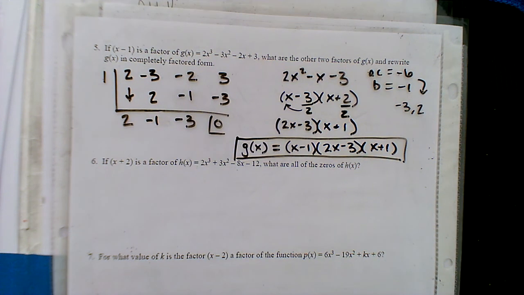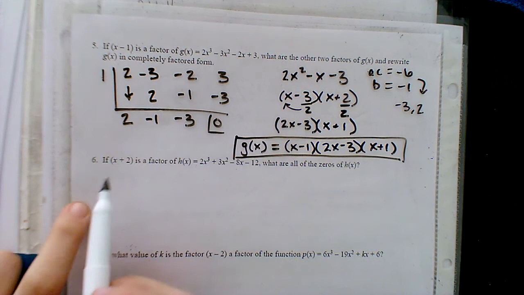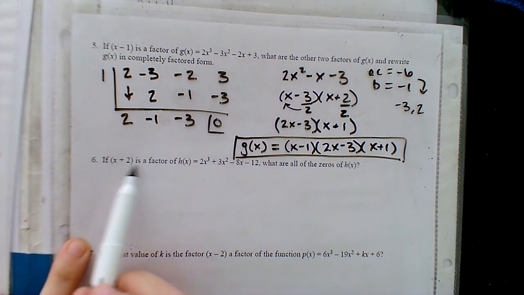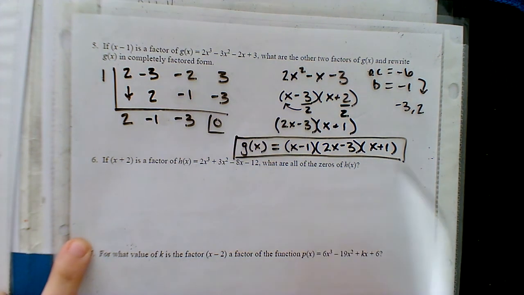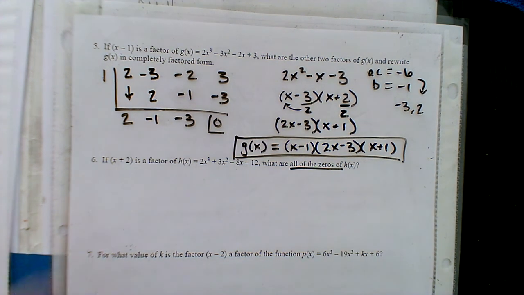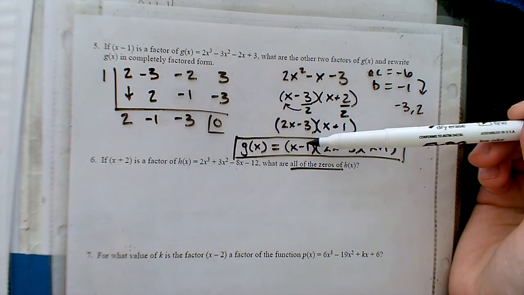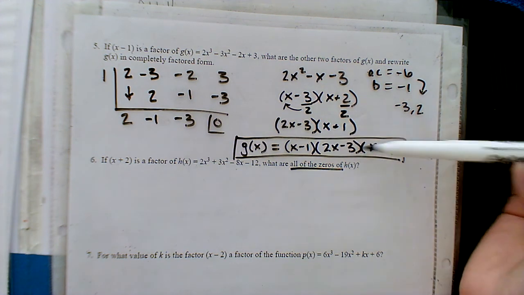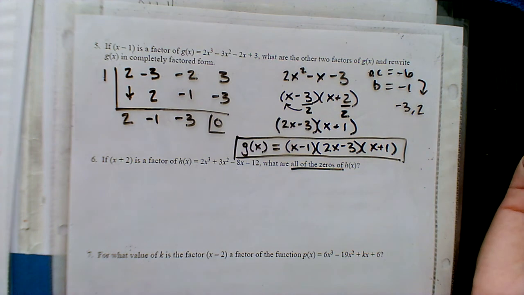You ready to try number 6? See how it goes? All right. Very similar question. If x plus 2 is a factor, what are all of the zeros? A little worded differently here, but the zeros, the x-intercepts, we know come from the factors. So essentially, we have to do a similar process by finding all the factors, but we're going to take it a step further by then identifying the zeros.